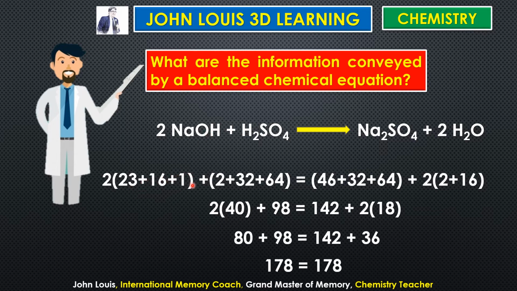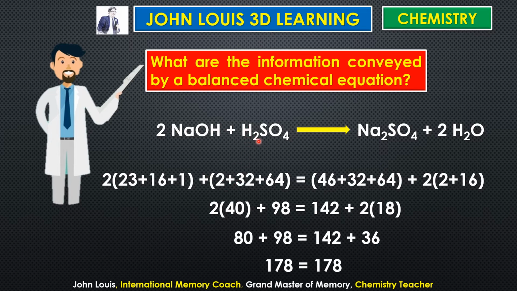Therefore what is the mass of sodium hydroxide? 23 plus 16 plus 1. How many molecules of sodium hydroxide are there? 2. Therefore I have put 2 here. Plus, here there is only 1 molecule of sulfuric acid. Therefore I didn't put any number, that is 1.